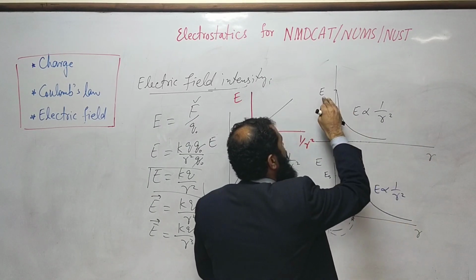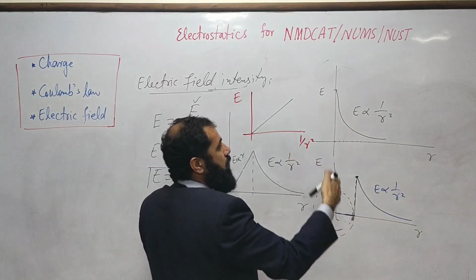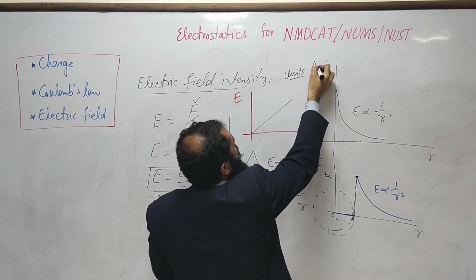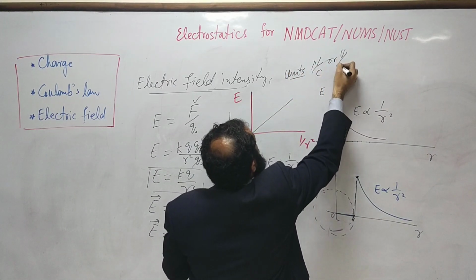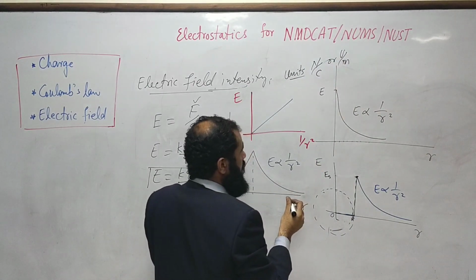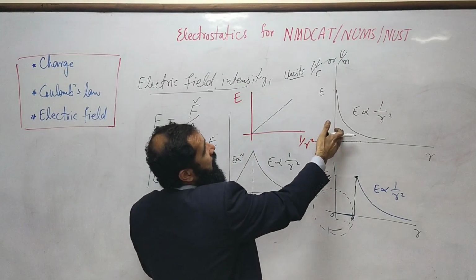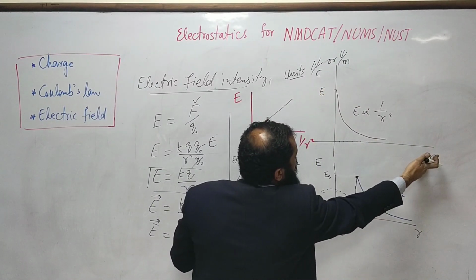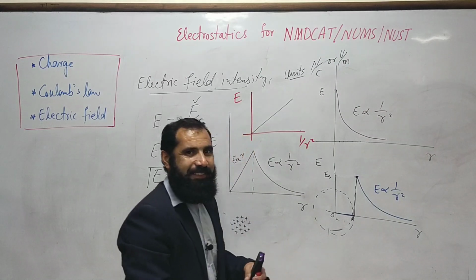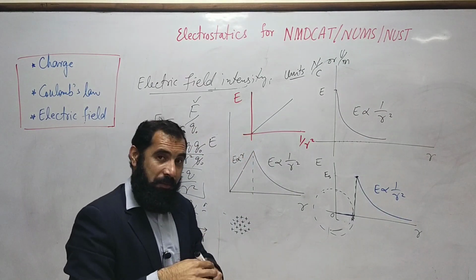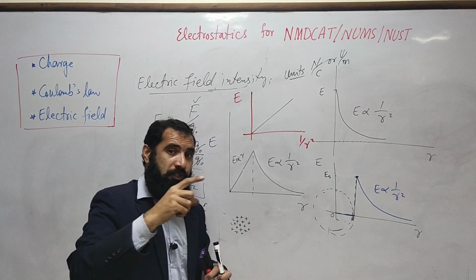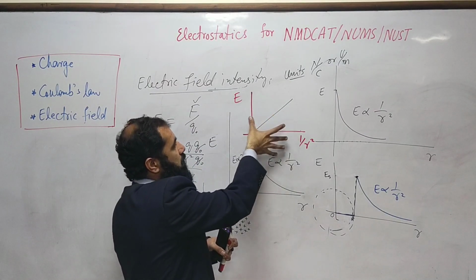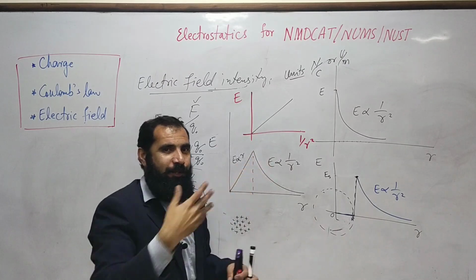Here it is length and here it is electric field. Electric field units are Newton per Coulomb or volt per meter. So the area of this graph has the units of volt per meter multiplied with meter, it means voltage. So similar questions may be asked. For slope, just divide the units of these two. For area, just multiply the units of these two and you get the result.